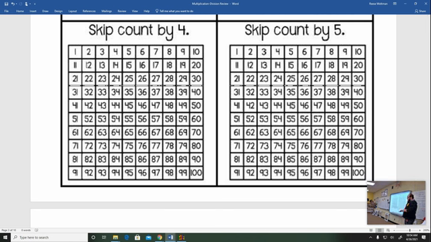Okay, skip counting by 4s. Let's see. I know Talon wants 5s, so I'll go to you for 5s, but who's going to do my 4s for me? Allie? Okay, tell me my 4s. 4, 8, 12, 16, 20.